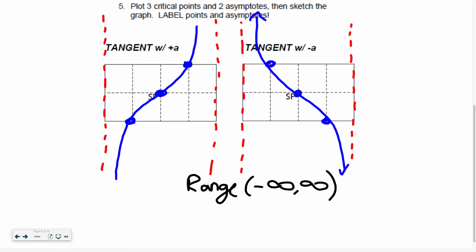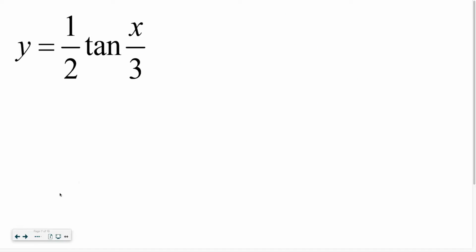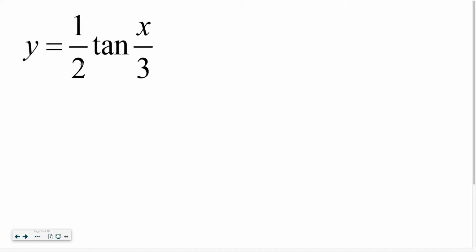Okay, so we're going to squeeze in one quick example before we leave. And then, like I said, your homework is like 4 or 5 problems. Then maybe you have to fix sine and cosine on your quiz. So very doable. We're going to do y equals 1/2 tangent x over 3.